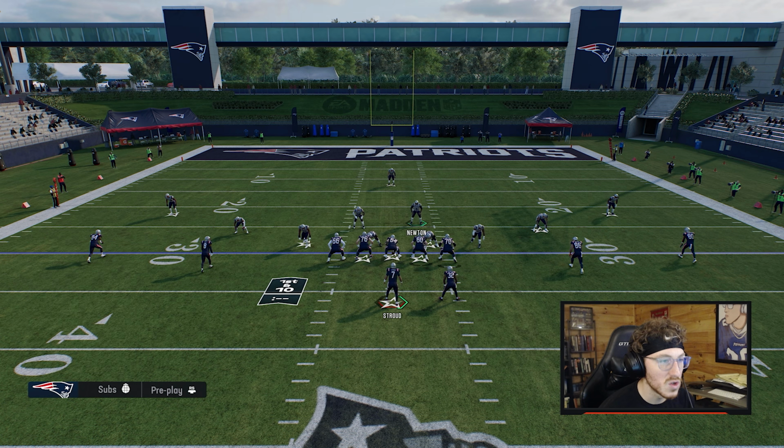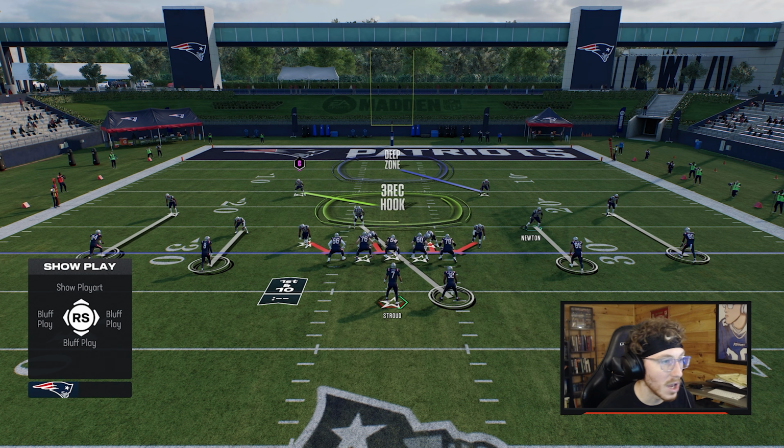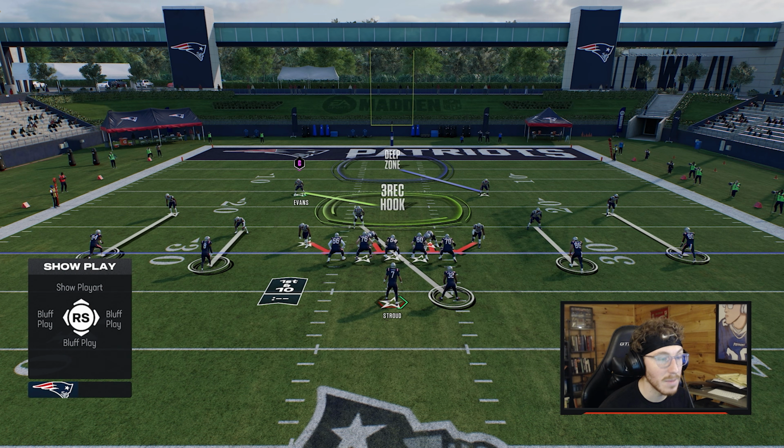Now, if we audible to something like cover one robber, first things first, you're going to see that we now have the yellow coming from the top. Okay, so robber means that yellow, even though this is the same coverage in terms of we have a deep blue, we have a 3-rec hook, we have everybody else manned up, where that 3-rec hook is coming from is the difference between cover one hole and cover one robber.